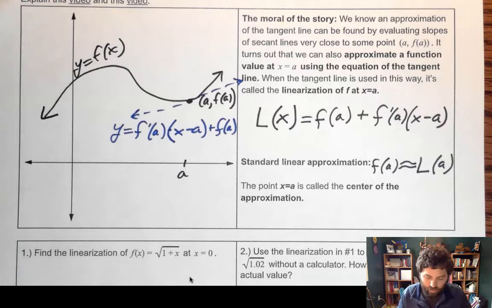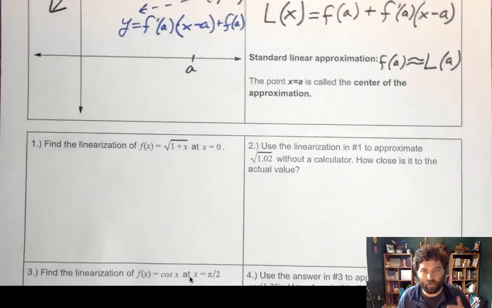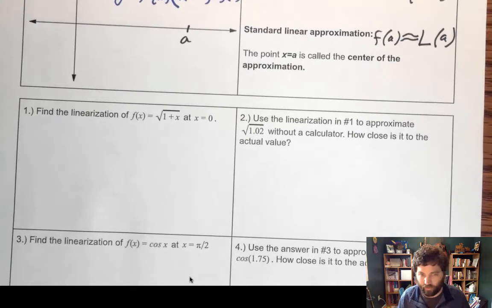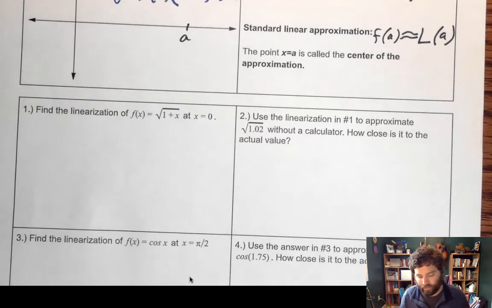Why is this useful? We're going to do a couple examples where I show you where it's useful, but like many things in high school math, it was more useful before calculators. All right, so let's do an example. I'll show you why that is the case. Okay, there we go. All right, so let's do number 1 here.